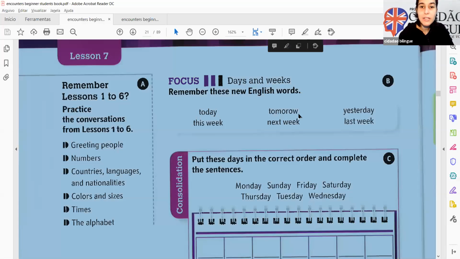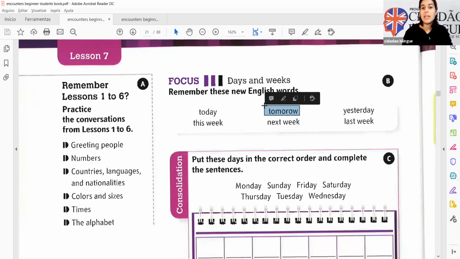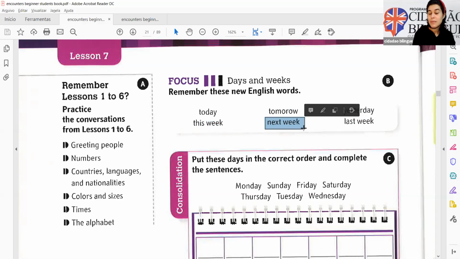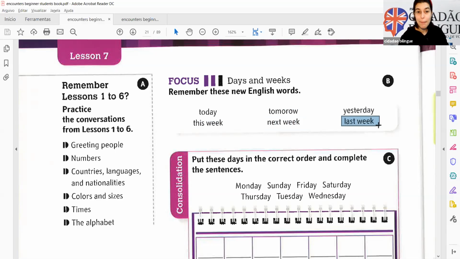Tomorrow, amanhã, tomorrow, okay? And here it's misspelled, aqui tá escrito de forma errada, é com dois R's, okay? Tomorrow, okay? É com dois R's, na verdade, tomorrow. Yesterday, okay, yesterday. This week. Essa semana. Okay, this week. Next week. Na próxima semana. Okay, next week. E last week. Semana passada. Last. Okay, passada. Última. Então, na última semana, na semana passada, last week, okay?